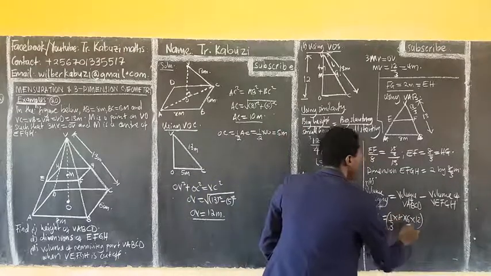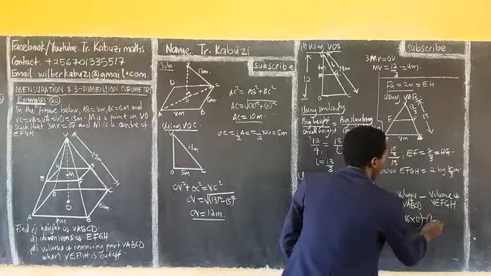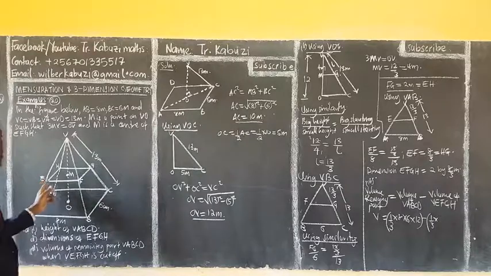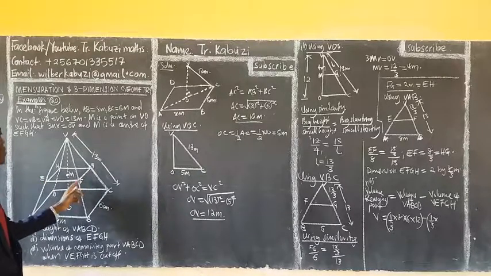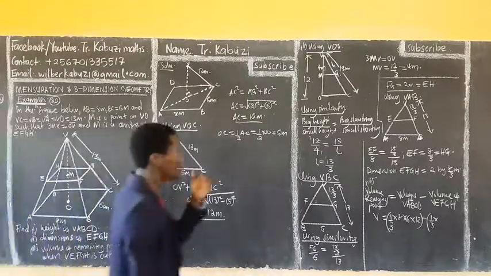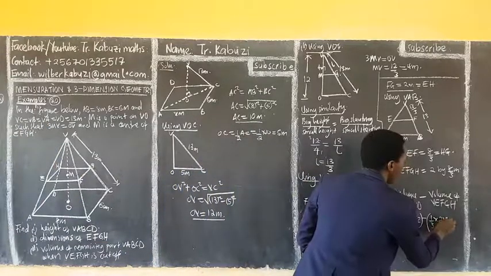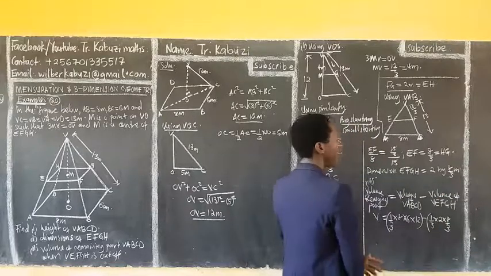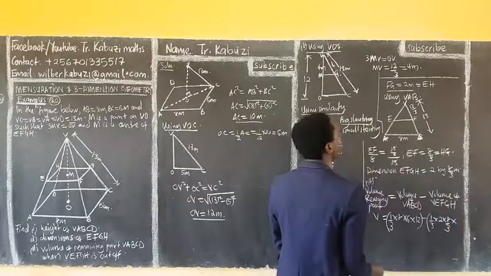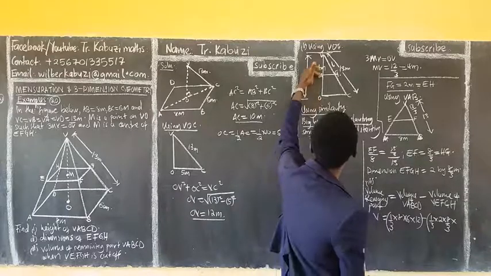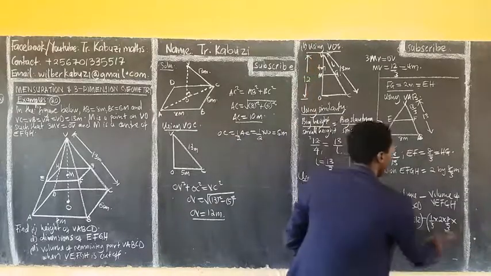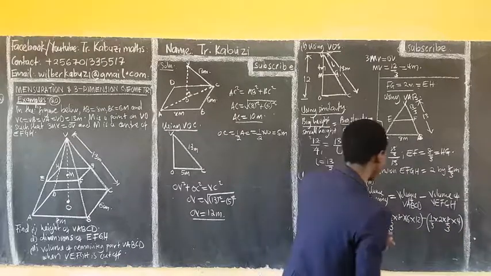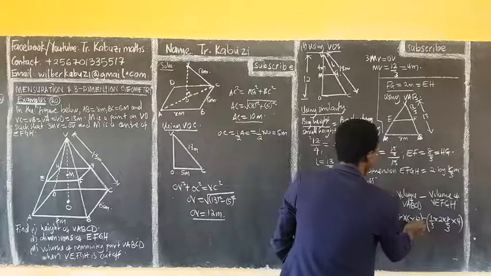Then all of this we are subtracting off one-third times the base area. Now we have the base area: we have FD, which is 2, so 2 times 8 over 3. This times this, that's the base area. Then times the height of this smaller one. You see that was 4.